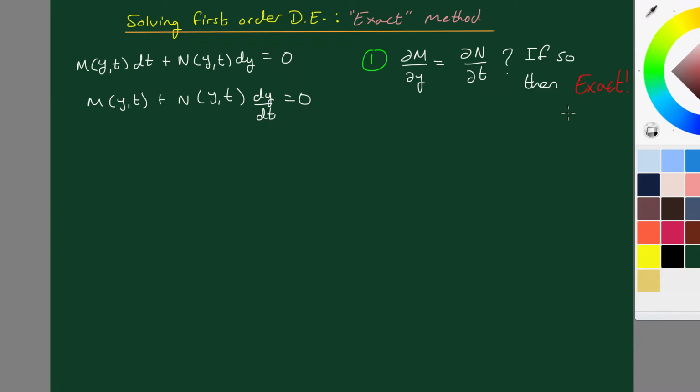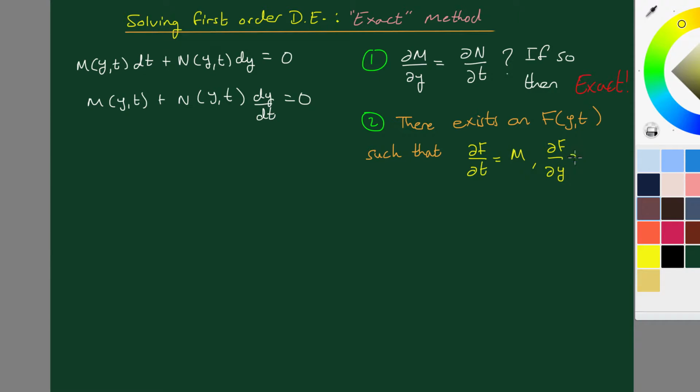Okay, so if it is, then the equation is exact. So now that we know that the equation is exact, what do we do? Well, we propose that because it's exact, there has to exist some function F of y comma t such that dF/dt is equal to M and dF/dy is equal to N. Okay, so because this is true, there exists an F of y comma t such that the partial derivative of F with respect to t is equal to M, and the partial derivative of F with respect to y is equal to N. The reason behind this has to do with the equality between partial derivatives, right?